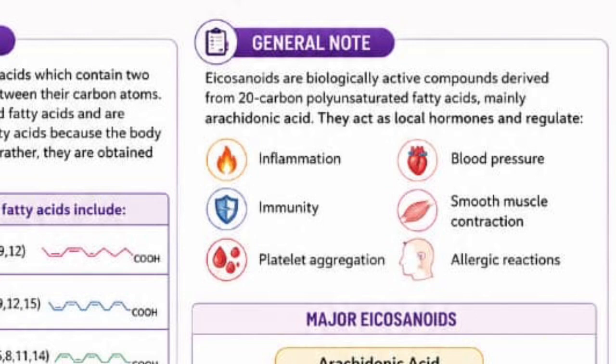Inflammation and immunity, because I told you there will be recruitment of white blood cells. Platelet aggregation, yes, there will be platelet aggregation, because there will be release of thromboxane A₂, which helps in platelet aggregation. Regulation of blood pressure, because in the presence of this, sometimes the blood pressure will drop when there's inflammation, so it helps in blood pressure regulation, smooth muscle contraction, and allergic reaction.